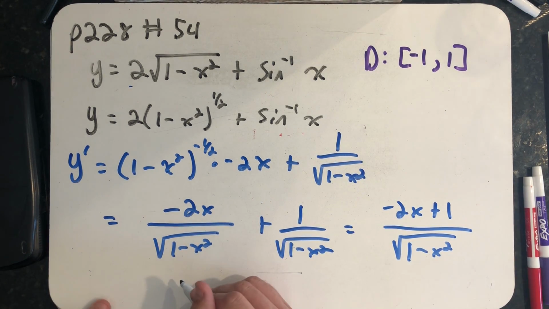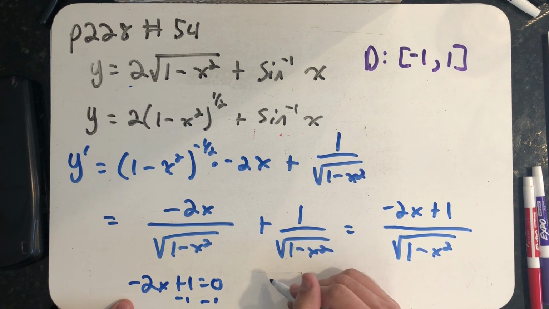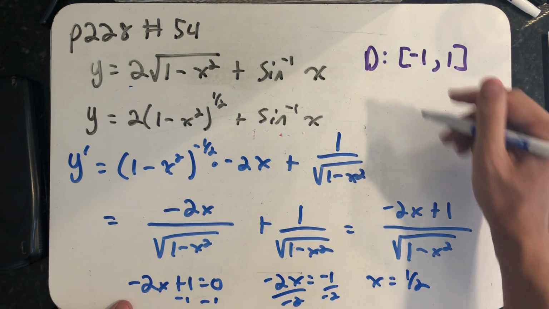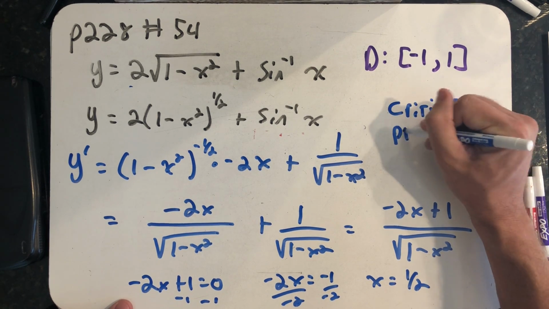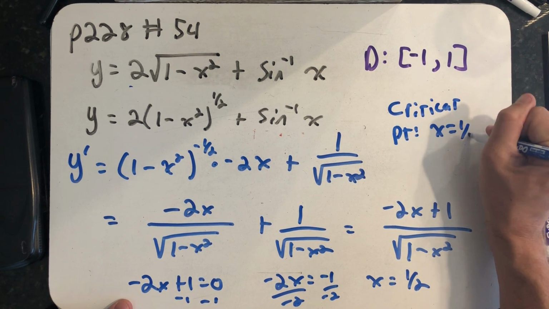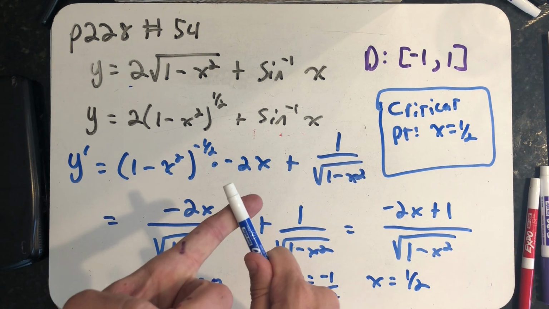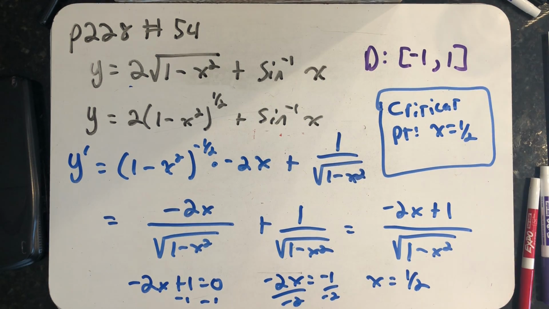Let's set the top equal to 0. Take 1 away from both sides, and I have minus 2x is equal to minus 1. Dividing by minus 2, I get x as 1/2 as a critical point. The only critical point is x equals 1/2, because that's the only place where my derivative is either undefined or equal to 0 on the interior of this domain.